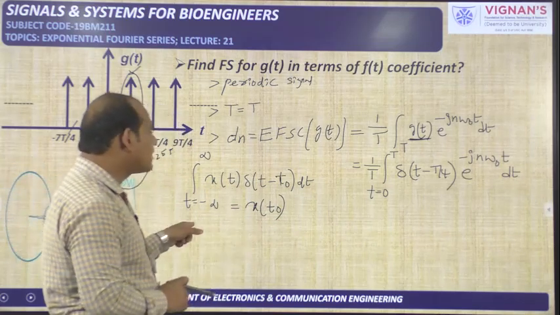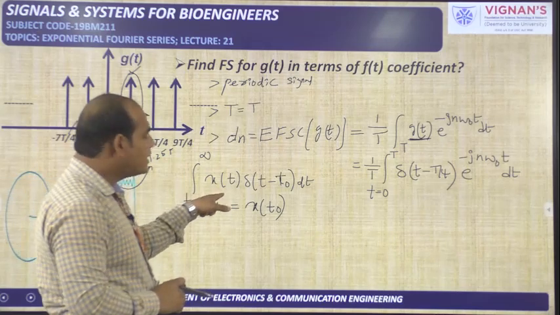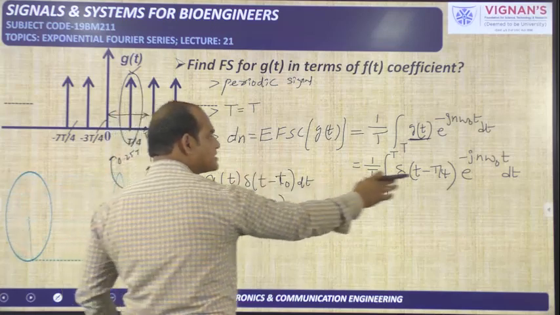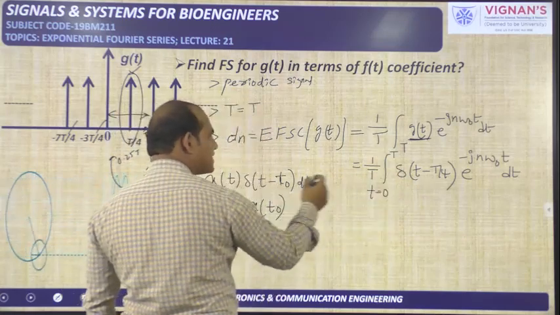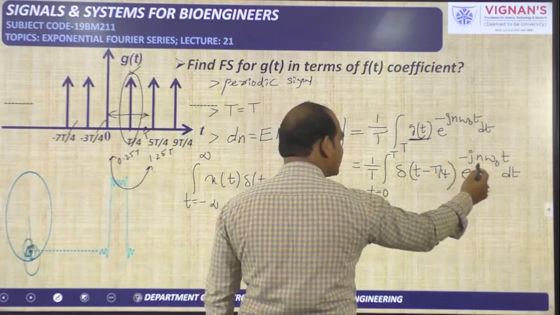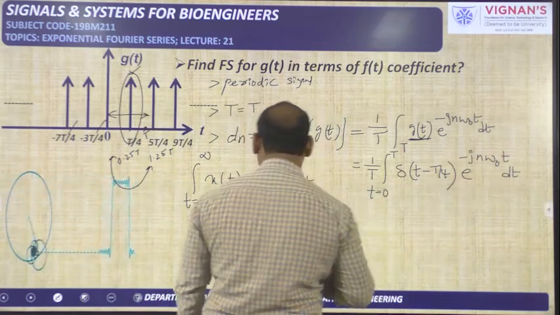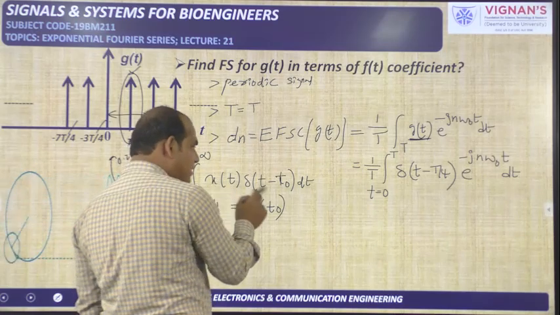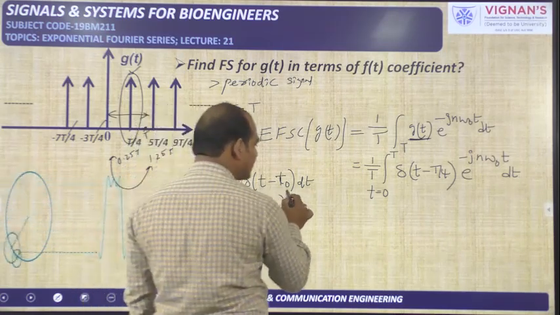So an integral is required, one general signal x of t is required, and delta of t minus t naught is required. Compare this one with this. The integral is there, delta of t minus t naught is there, and the general signal x of t is nothing but e power minus jn omega naught into t. So what is the answer? X of t naught. That means in place of t we need to write t naught. First identify the t naught value.